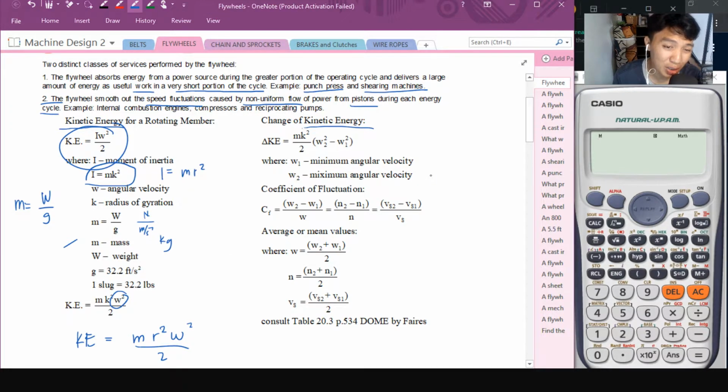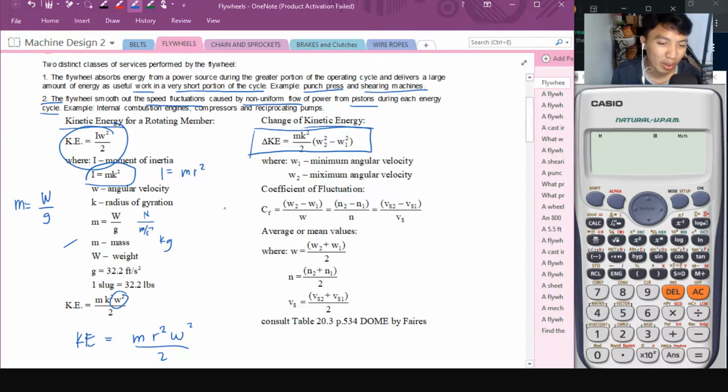Now, for the change of kinetic energy, since our rotating member, the flywheel, is a moving body that starts from rest up to its optimal speed of operation, it changes from 0 to any value. So, the change in kinetic energy can be measured by this formula. Okay? So, that is m r radius squared divided by 2, omega squared for the final and omega squared for the initial.